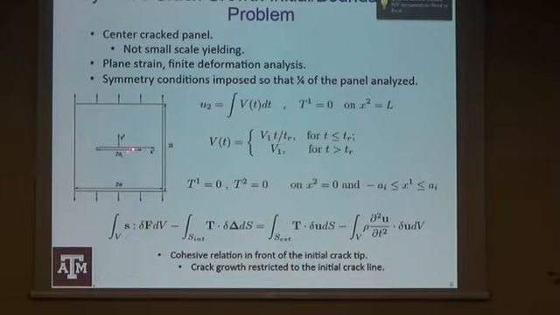A center crack panel, but not small scale yielding. So the whole panel, plane strain, finite deformation, symmetry conditions, so we're going to look at 1/4 of the panel, with basically a constant velocity applied after a certain rise time. And this is the dynamic principle of virtual work. There's going to be a cohesive relation in front of the crack, nonlinear springs, so crack growth is restricted to be straight ahead. Next slide.